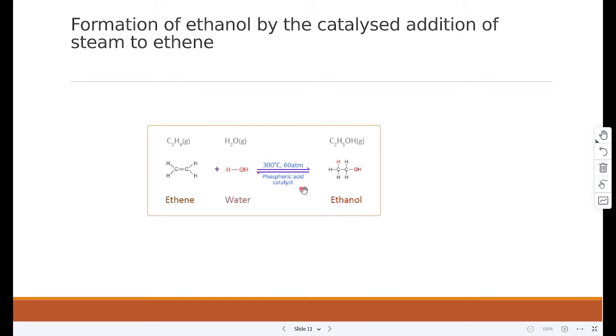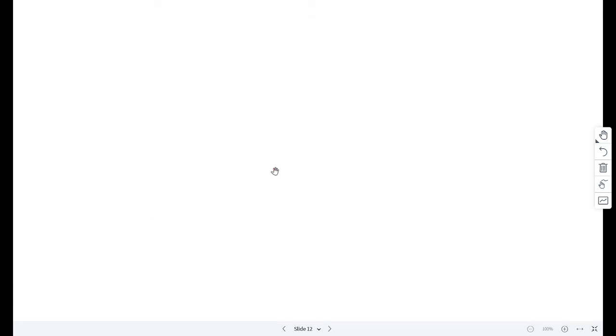Now the conditions are: the catalyst is phosphoric acid, the pressure is 60 atmospheres and the temperature is 300 Celsius.